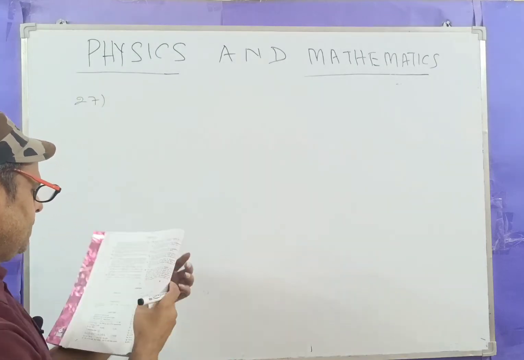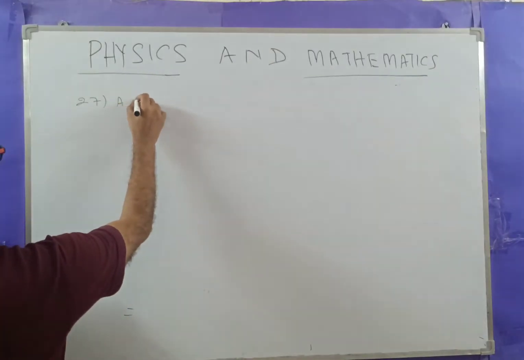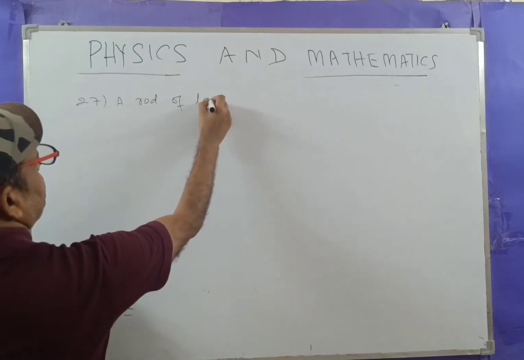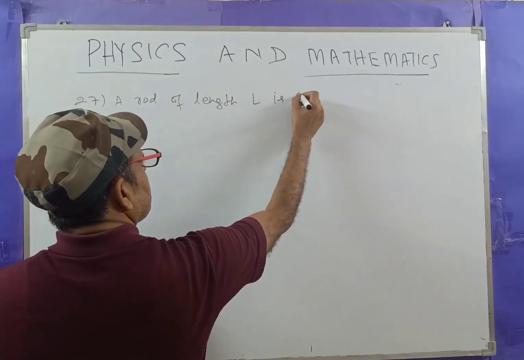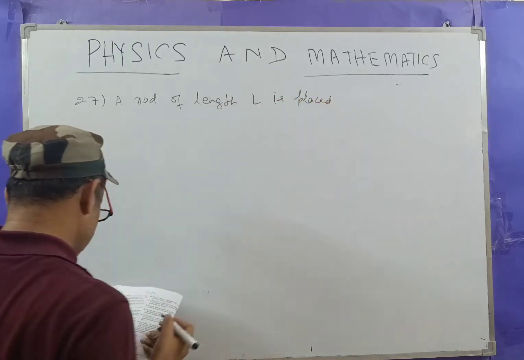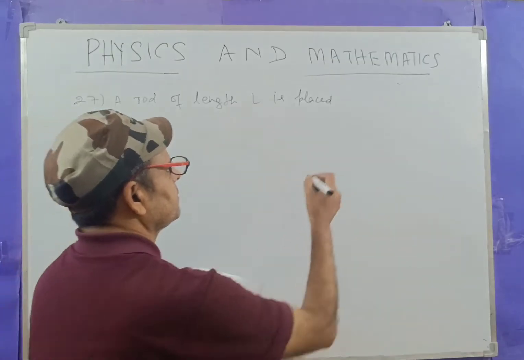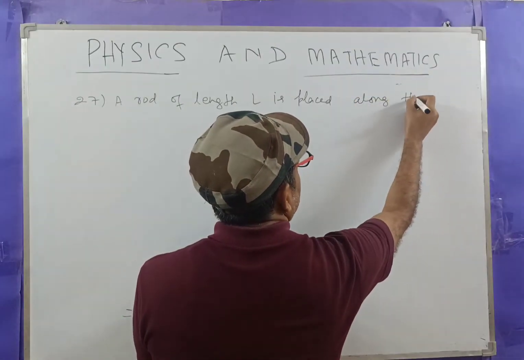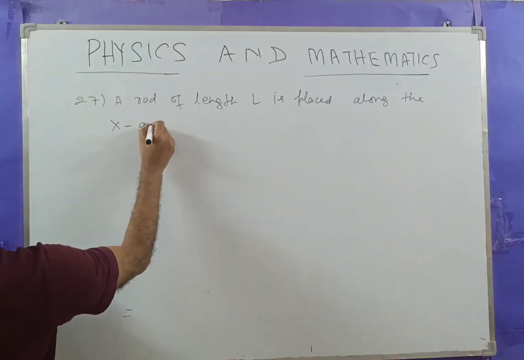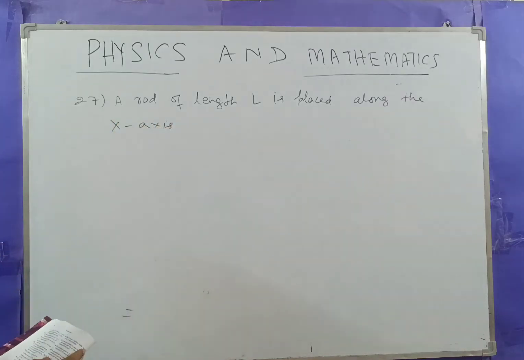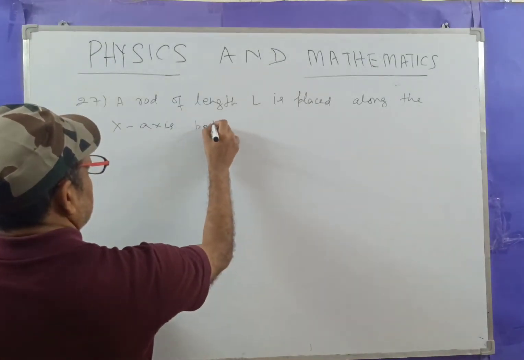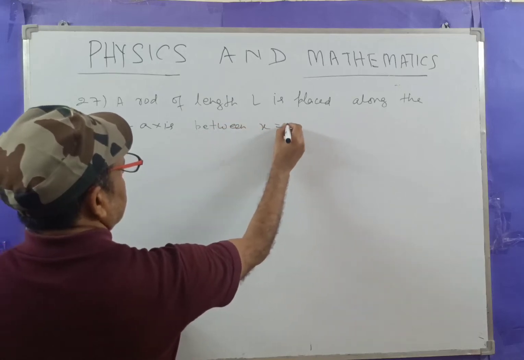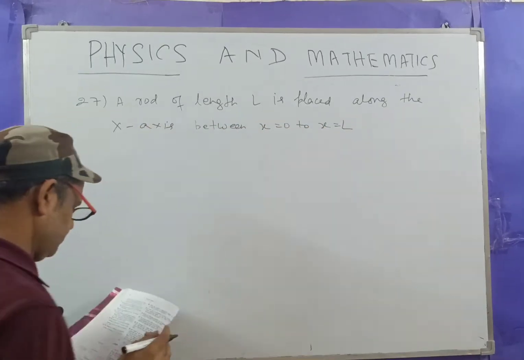A rod of length L is placed along the x-axis between x is equal to 0 and x is equal to L.